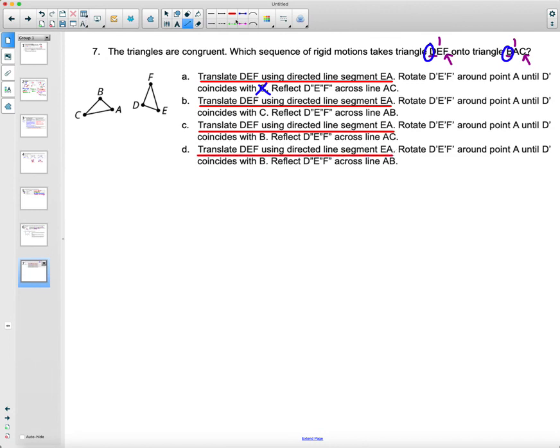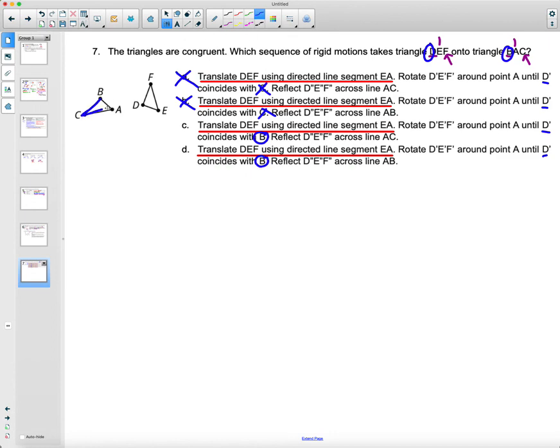Then every single one starts to rotate around A until D lands somewhere. We want D to land on B, so we do not want it to land on C, so that rules out A and B. Then this one has it landing on B, which is good, and so does D.